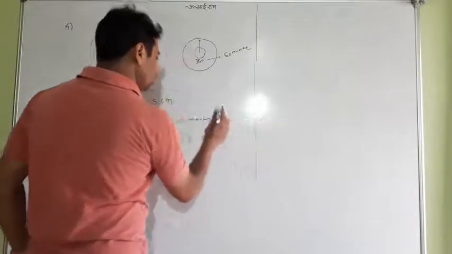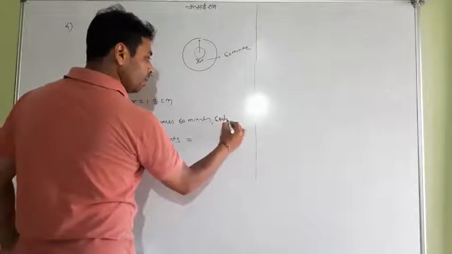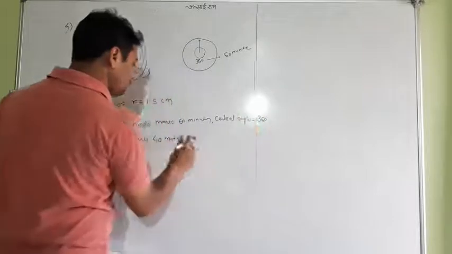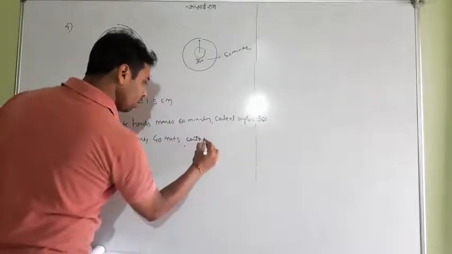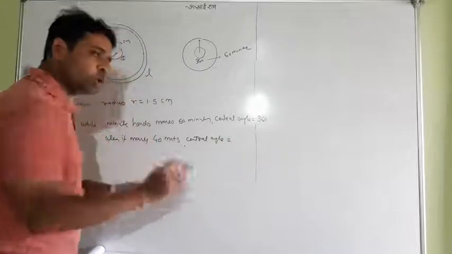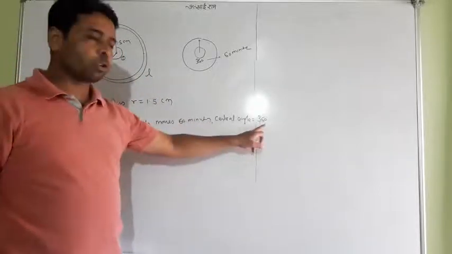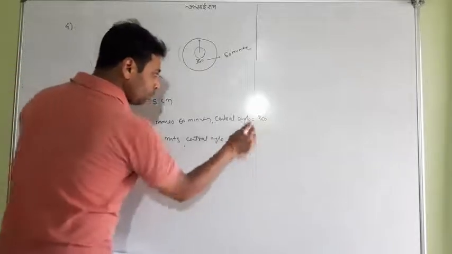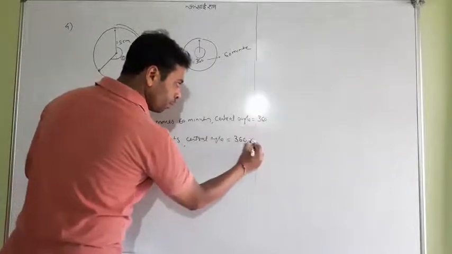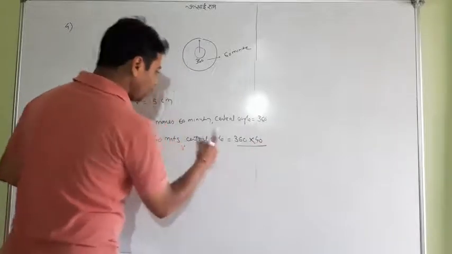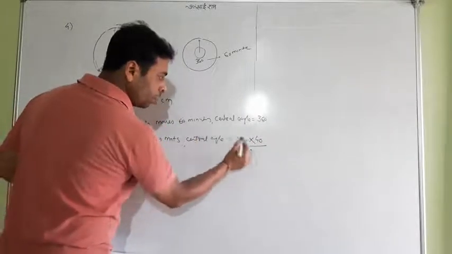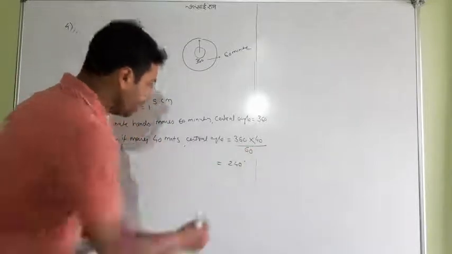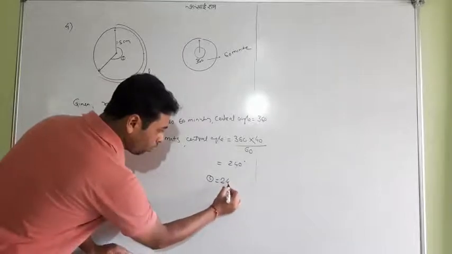So here you can also write that for 60 minutes, the central angle was 360 degrees. This time the central angle will be found by the unitary method: 60 minutes equal 360 degrees. So 40 minutes equal how many degrees? You multiply these two, and divide by 60. After cancelling you get 240 degrees. It means theta is equal to 240 degrees.